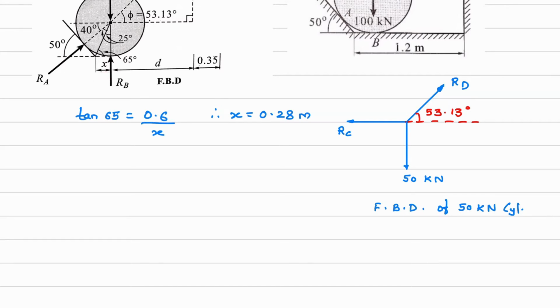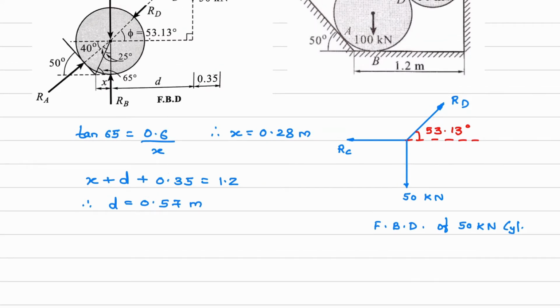Now we will calculate this d. How to calculate this d? Total distance is given as 1.2 meter. So x plus d plus 0.35 will be equal to 1.2. I'll write down the equation. So x plus d plus 0.35 is equal to 1.2 meter. From here I can calculate d, which is equal to 0.57 meter. Now all the distances we have calculated over here.